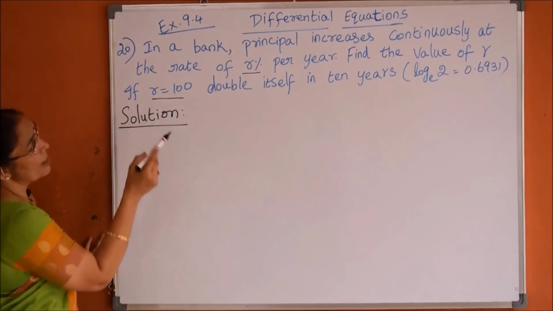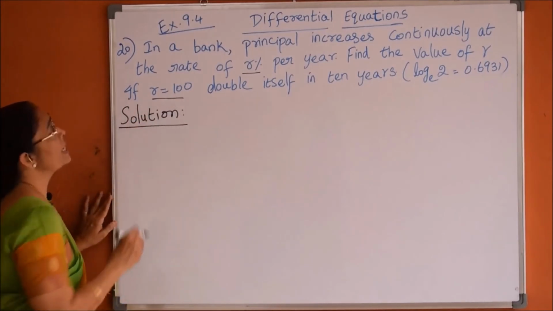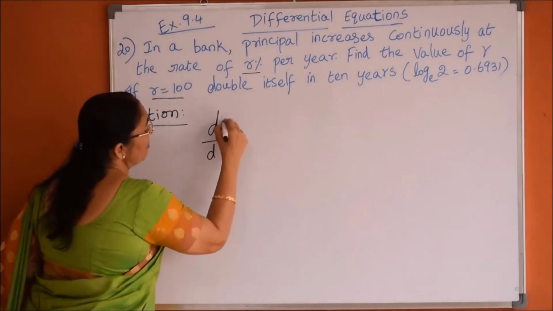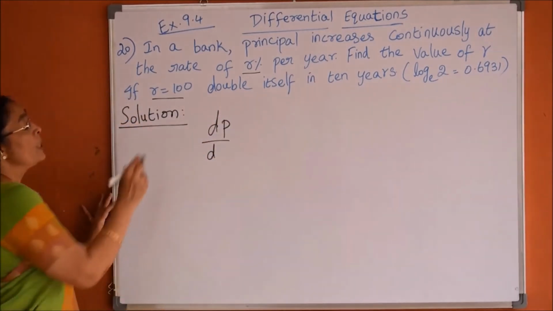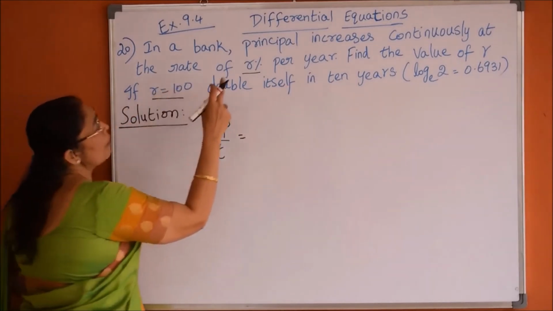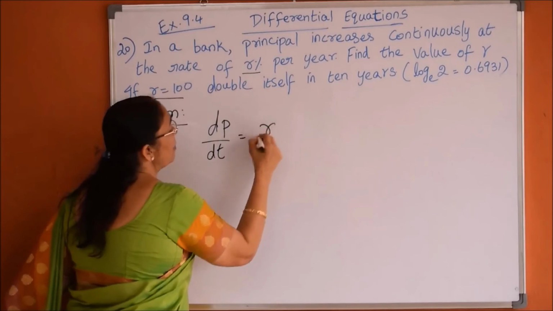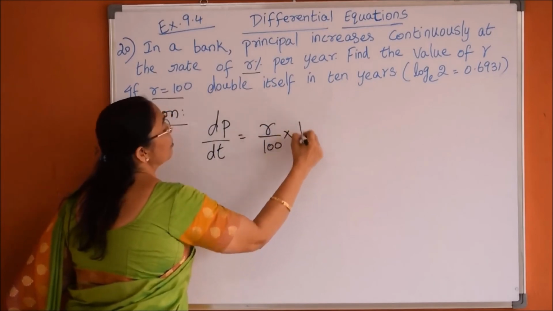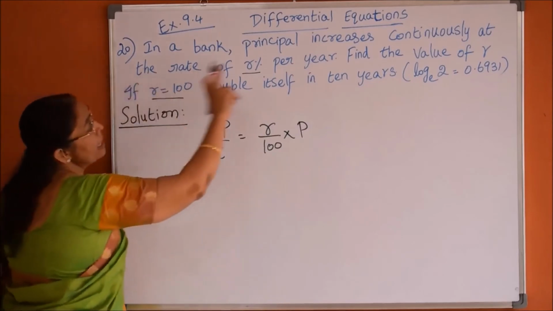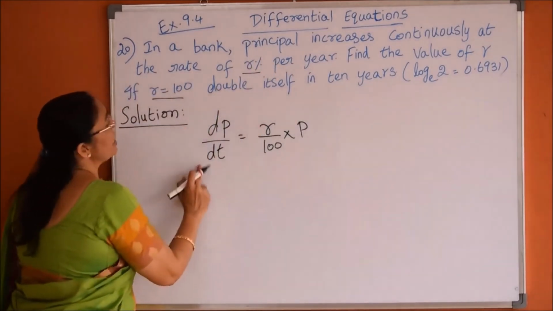So it is given first that the principal is increasing continuously. Suppose p is the principal. So dp by dt, how is it increasing? At the rate of r%, that is r by 100 of the principal. This is our differential equation. Let me read once again. Principal increases continuously, how?